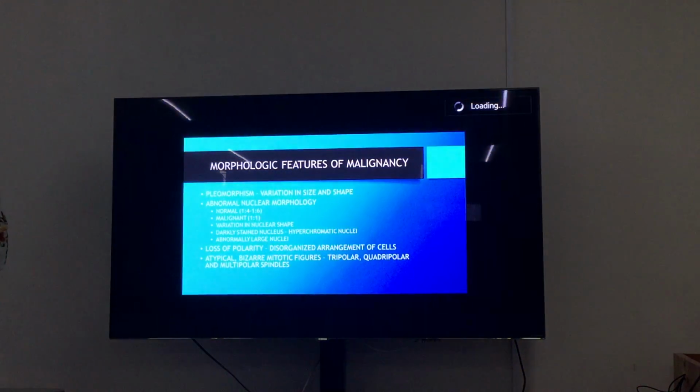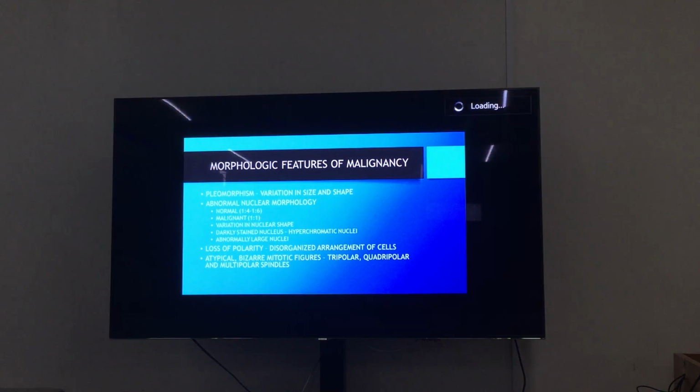So, here are the following morphologic features of malignancy. Okay? So, number one, it's pleomorphism. When you say pleomorphism, there is variation in size and shape.